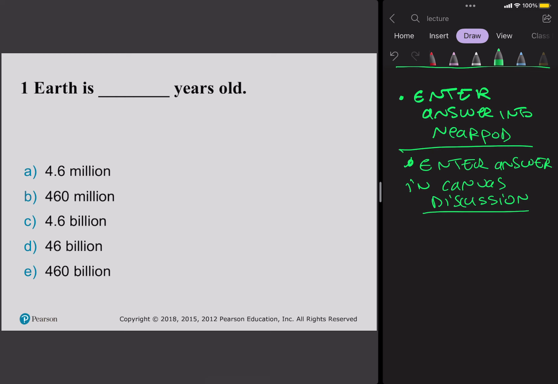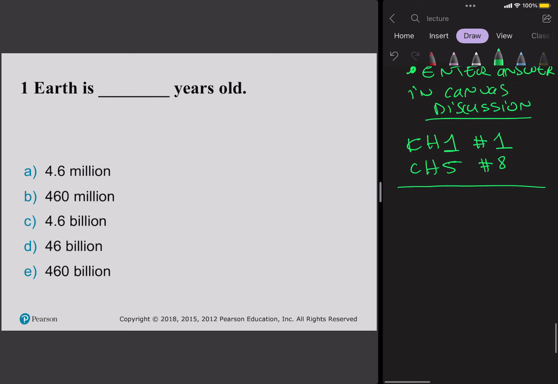The way to keep track of all the questions is that you'll enter it as, for example, the chapter and also the question number. So chapter 1, number 1 is the first one that we're going to do. And for example, another one would be chapter 5, number 8. So let's go ahead and begin.